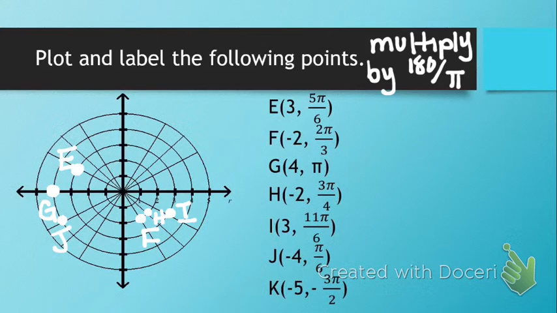And then lastly is K. So negative 3 pi over 2. That would be this axis here. So negative 3 pi over 2 is the same as negative 270, which is the same as positive 90. So this is negative 3 pi over 2, but I need to go backwards 5. So that would be right here at the edge. All right, who had those 3 points in the right spot?